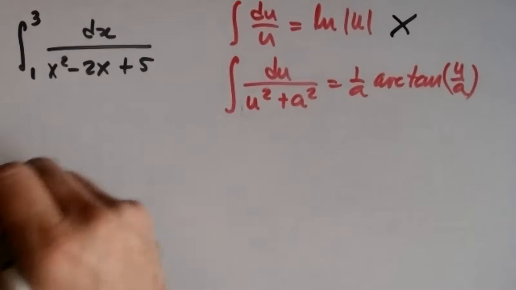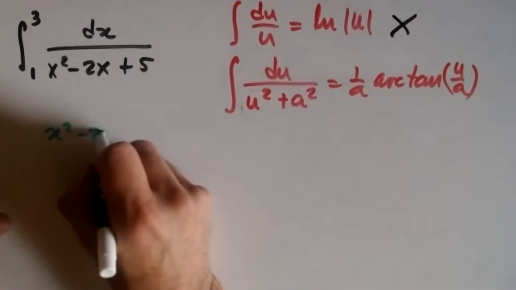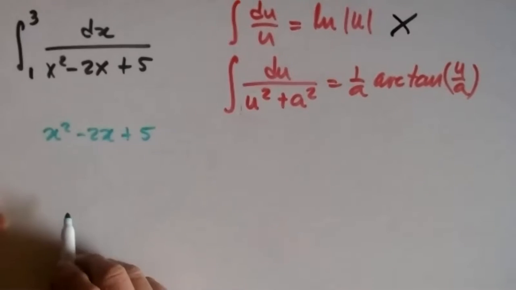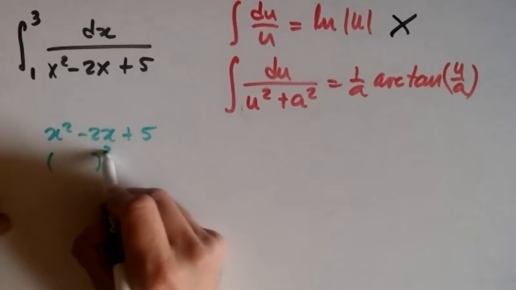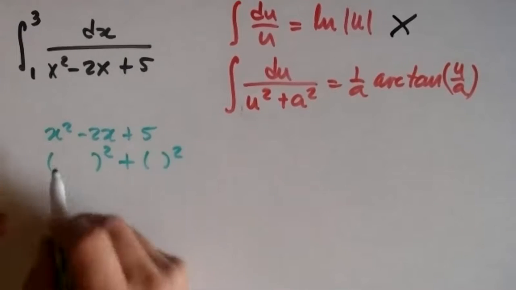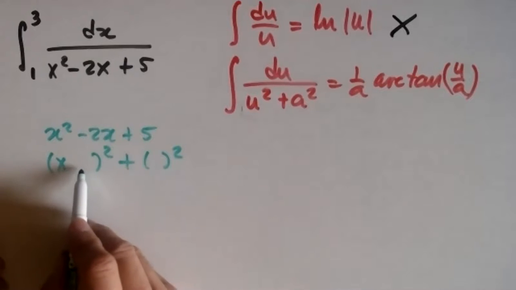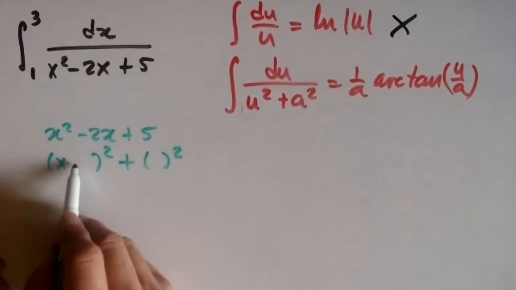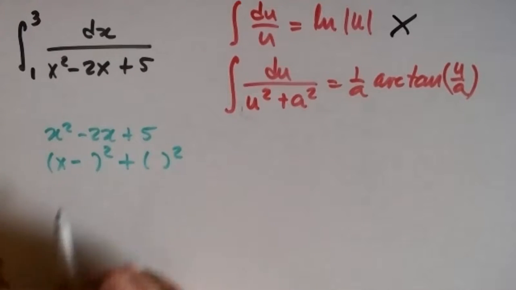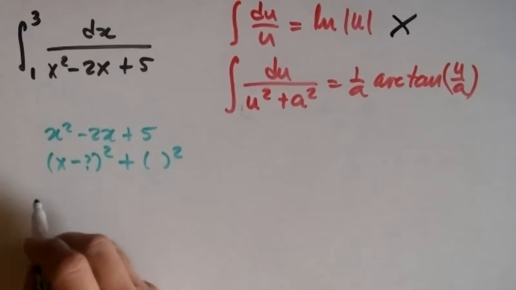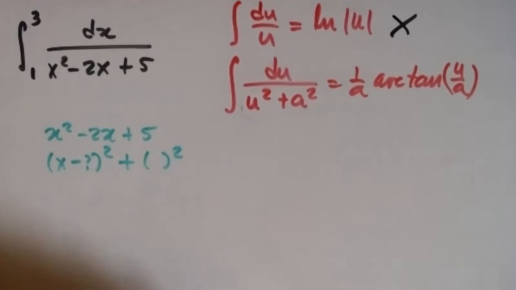So I need to get x squared minus 2x plus 5 as something like x squared plus something squared, here an x and no x here. So here I have to have an x and this one. Now, how to do this one is remembering your algebra 1.